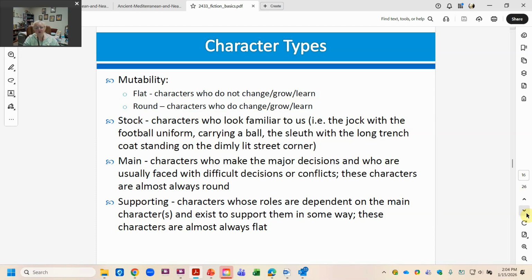You have main characters. These are the ones who are making the decisions. They're the ones that have conflict. They're almost always round. I can't think of many times where we had a main character that was static. You might not see a whole lot of change, but there is some kind of change. Then we have supporting characters. These are the characters that aren't really responsible for making major decisions. They're really there to support the main characters in some way, and usually they tend to be more flat. You can have a supporting character that has some change, but usually it's not much.